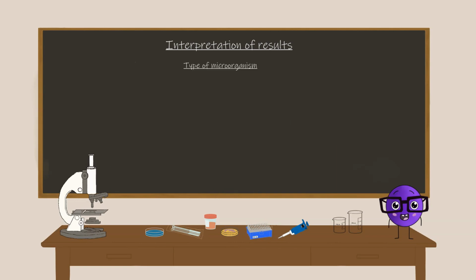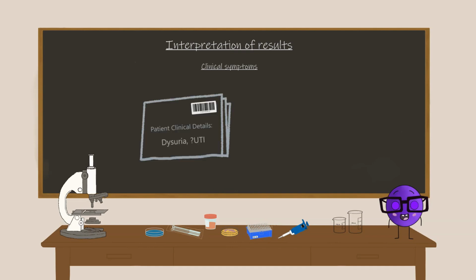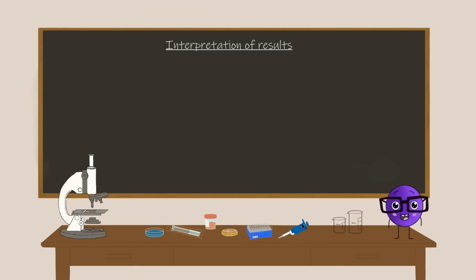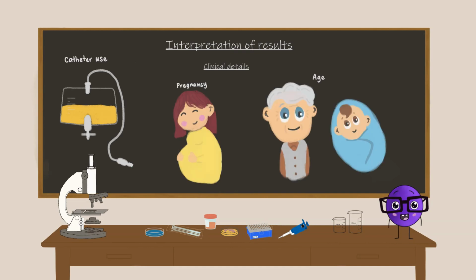Type of organism. Some bacteria can be harmless contaminants around the urethra, while others can be considered pathogenic when grown on a urine culture. Staph aureus, for example, is significant regardless of the number of CFUs, whilst Staph epidermidis, which is a skin flora, isn't. Clinical symptoms. Symptoms often associated with UTIs along with growth of bacteria in the culture strengthen the case of a UTI diagnosis. Clinical details. Catheter use, pregnancy, immunity status, age, and previous recurrent UTIs are all relevant details to consider for an accurate diagnosis and treatment plan.